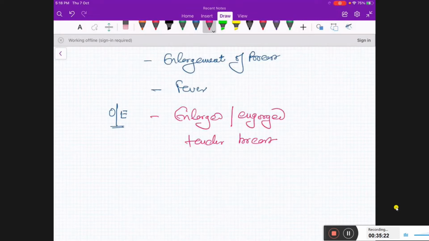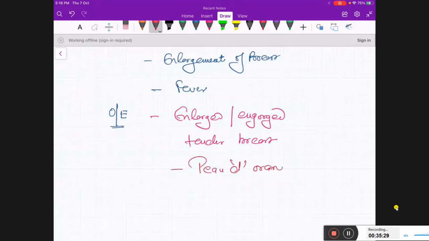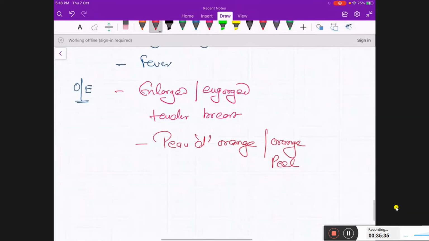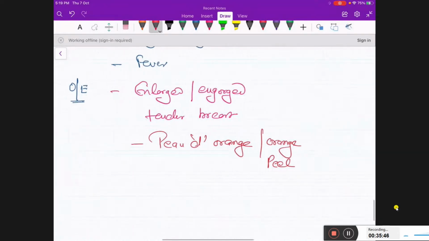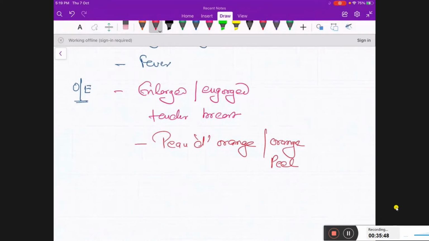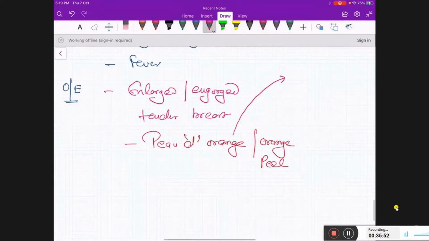And very important to note, these patients may also have a peau d'orange appearance, which is also called orange peel appearance. If you can recall, we talked about this orange peel appearance in carcinoma breast also, where it indicates skin involvement. So what is this orange peel appearance? The answer in your MCQ source is not right. The reason of this orange peel appearance is a very commonly asked question in exams.